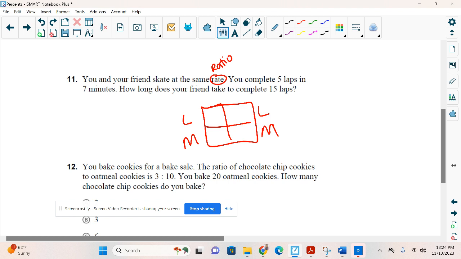So what is my ratio or my rate? How many laps and how many minutes? 5 to 7. Your question says 15 what? So it needs to go in the laps part. When you cross multiply and divide, how many minutes is it going to take? 21 minutes.